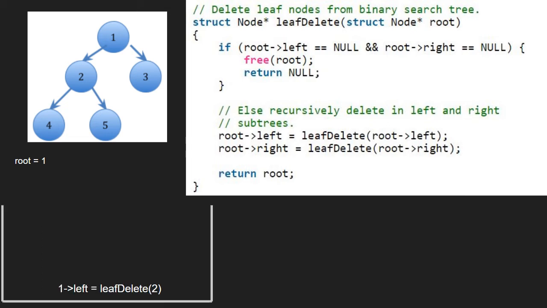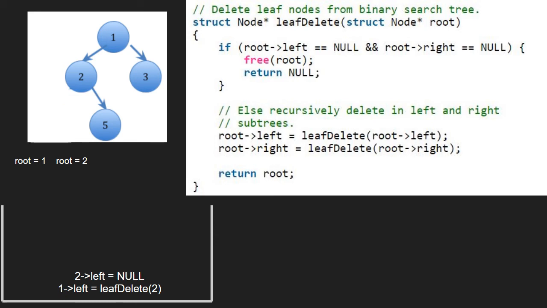Now root will point to 2. Again, as the left and right children of 2 are not null, the if condition is not satisfied and we call for the left child of 2, which is 4. Hence, root will now point to 4. Now, as the left and right children of 4 are null, the if condition is satisfied and we free root and return null. So 4 is freed and null is returned to the previous call.